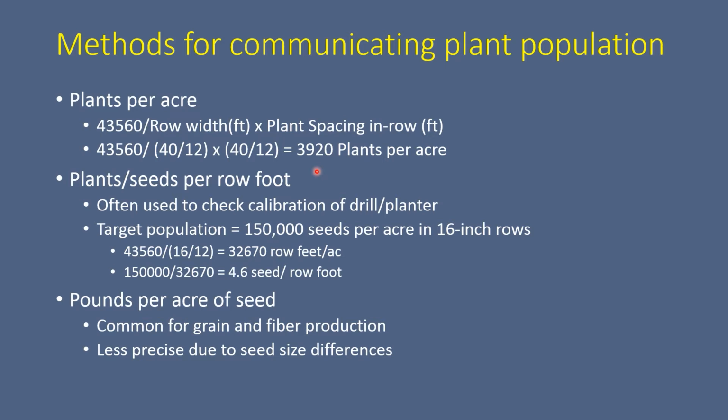So for an example, let's say we wanted to put out 150,000 seeds per acre and we're planting in 16-inch rows. So again, we take our 43,560 square feet per acre, in this case divided by the row width in feet, which is 16 divided by 12, and that would tell us that with 16-inch rows we have about 32,670 linear feet of row per acre. Taking our 150,000 seed population, dividing that by the row feet per acre, gives us that we need about 4.6, or somewhere between about 4 and 5 seeds per foot of row when we're planting.